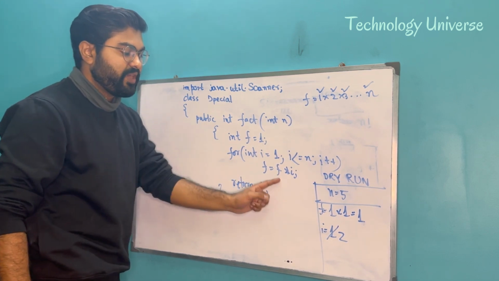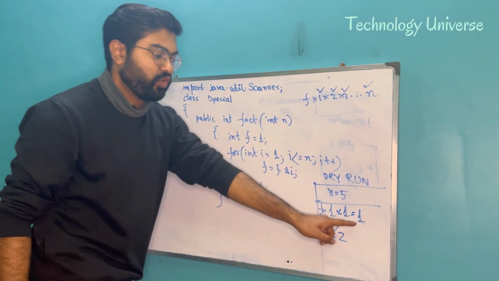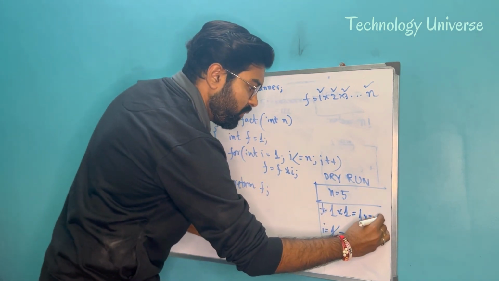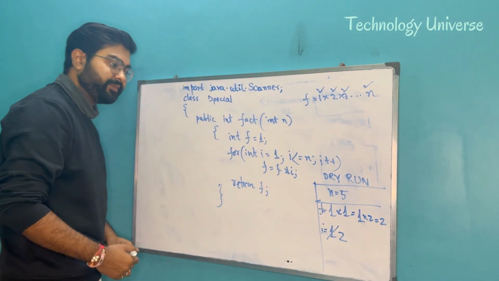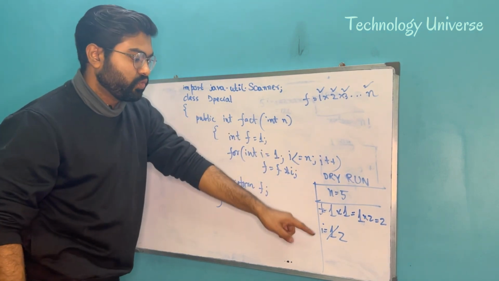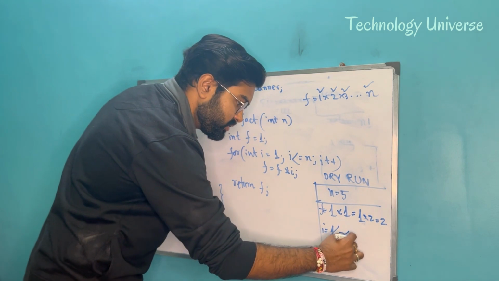f equals f into i. What is the value of f? The value of f is 1. 1 into 2 is 2. So now the value of f becomes 2. Now the value of i again increments: 2 plus 1 is equal to 3.